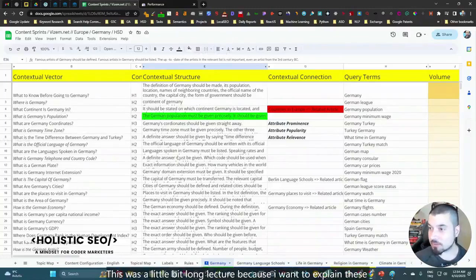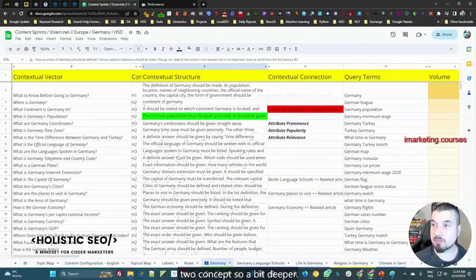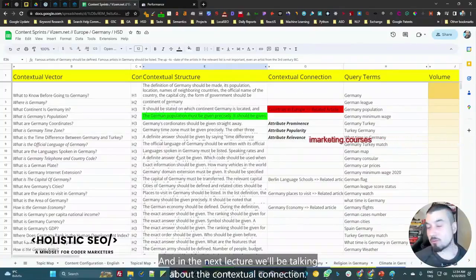This was a little bit of a long lecture because I wanted to explain these 2 concepts a little bit deeper. And in the next lecture, we will be talking about the contextual connections.